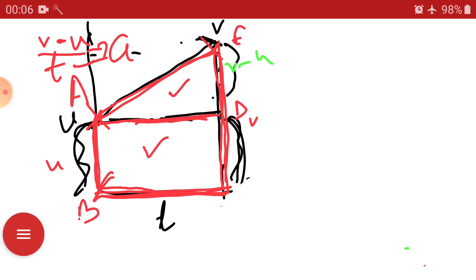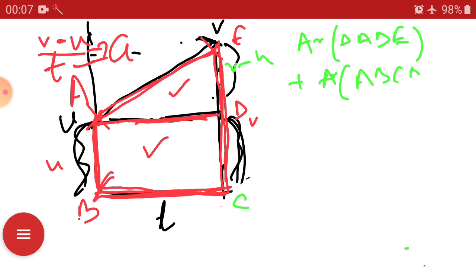Now what is the area under this velocity time graph? This will be the area of triangle ADE plus the area of rectangle ABCD. Okay, so this will give you the displacement.